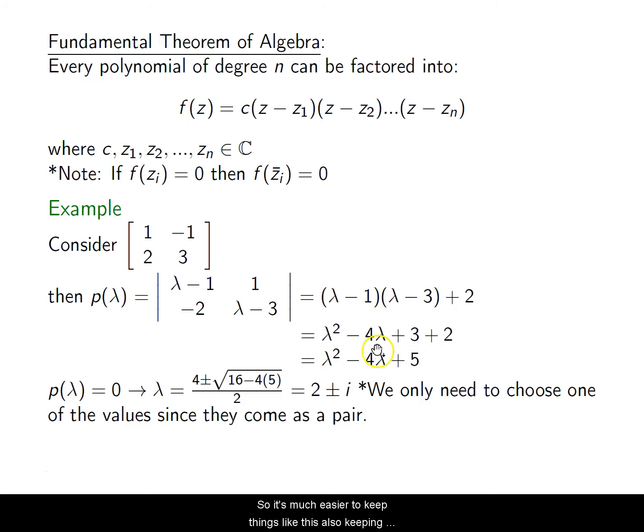So it's much easier to keep things like this. Also, keeping the 2 plus i form instead of the 2 minus i form will just keep things simpler. We don't have to worry about negative numbers so much. It keeps things simple.